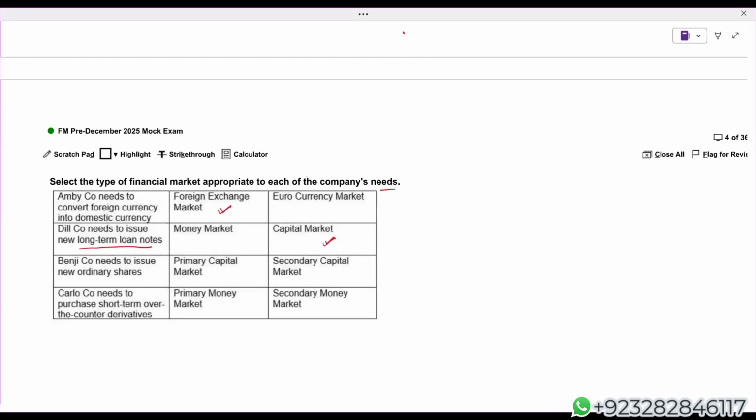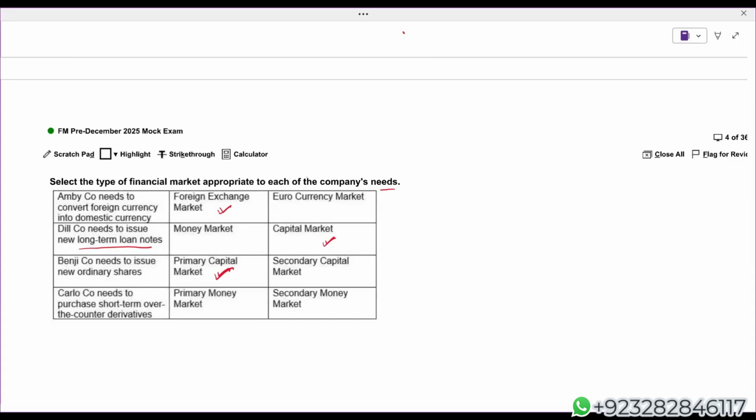Benji needs to issue new ordinary shares. There are two markets, the primary capital market and the secondary capital market. The primary market is the market where new securities are issued by the company. The secondary capital market means where investors are dealing with each other. The question says the company needs to issue new ordinary shares, so the answer is the primary capital market.